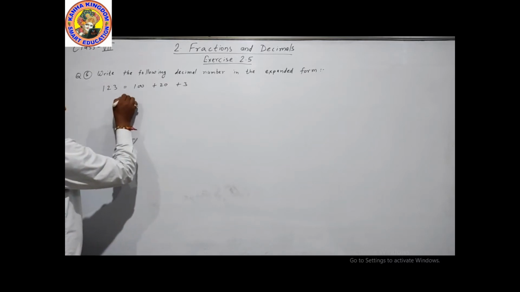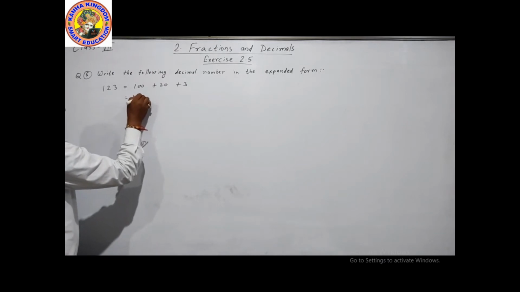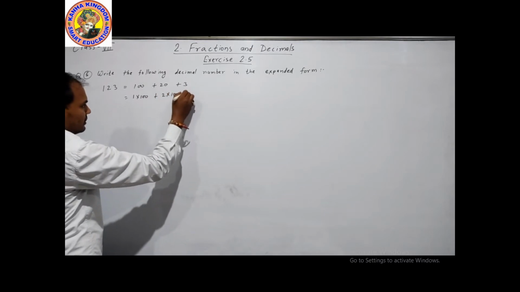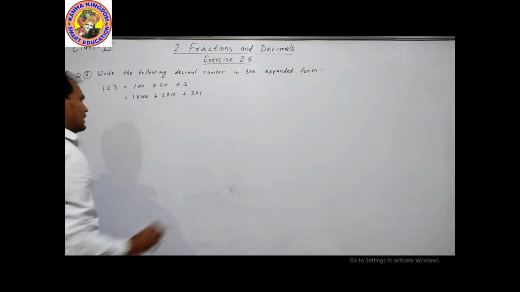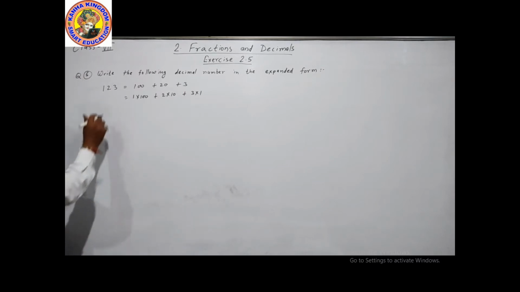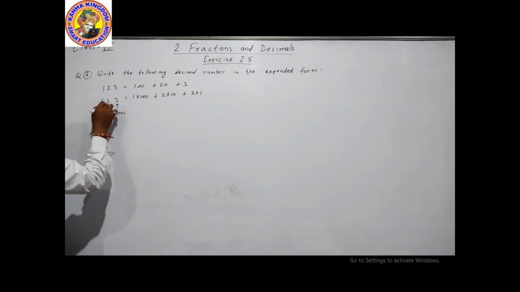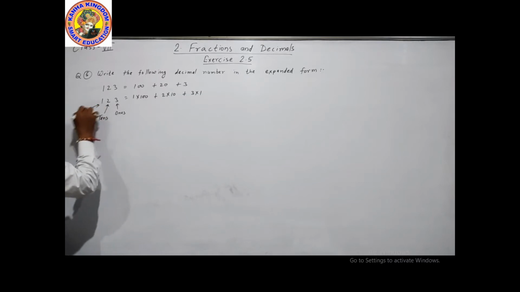So we can write it as 1 into 100, then 2 into 10, then 3 into 1. How does this come? Here we write the number 123. This is our ones place, this is our tens, and this is our hundreds. Ones, tens and hundreds will be the multipliers.